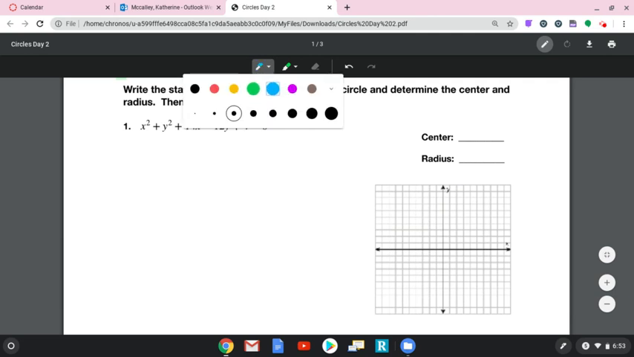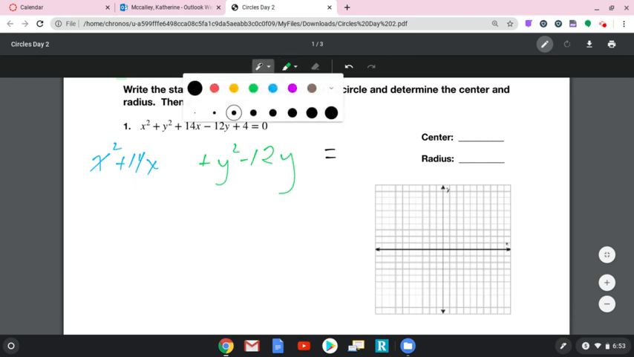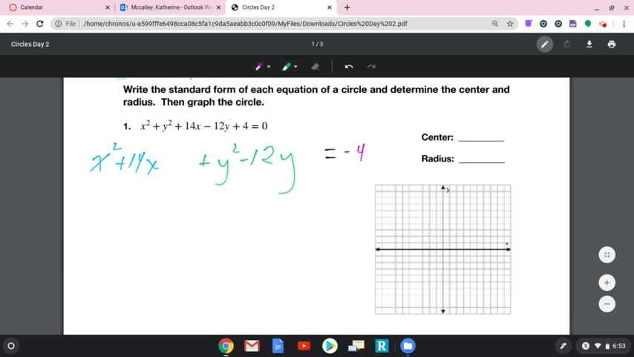Step one is we are going to put all the x terms together. So I'm going to put x squared and then my next x term, 14x. And then I'm going to put my y terms, but I'm going to leave a space. So I'm going to put plus y squared minus 12y. And then I'm going to move the constant to the opposite side of the equation. So I'm moving that constant. And what's that constant? A constant is something that does not have a variable attached to it. So that would be my positive 4. If I moved it to the other side, it would be a negative 4.